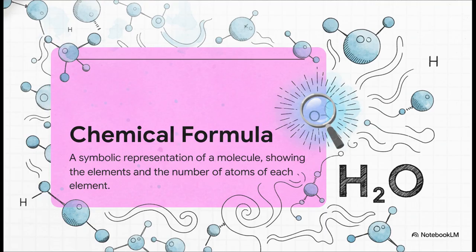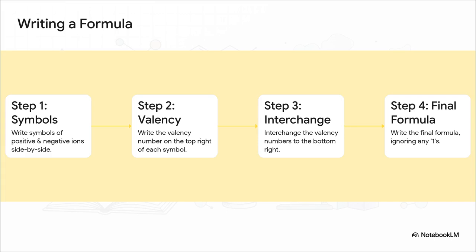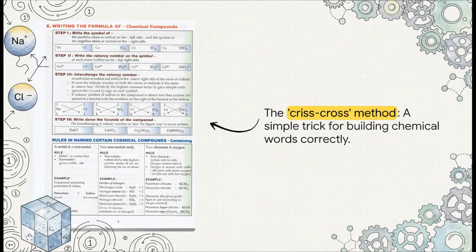It's perfect shorthand. So how do we build these words from scratch? There's actually a super simple recipe that you can follow. It's just 4 steps. You write down your symbols, put their valency numbers up top, and then you do a little swap. Let's actually see how it works. This is the famous crisscross method. It's a fantastic trick. Okay, look here.